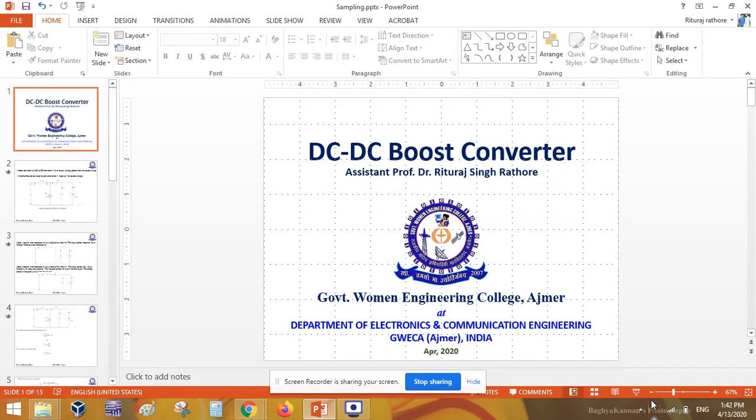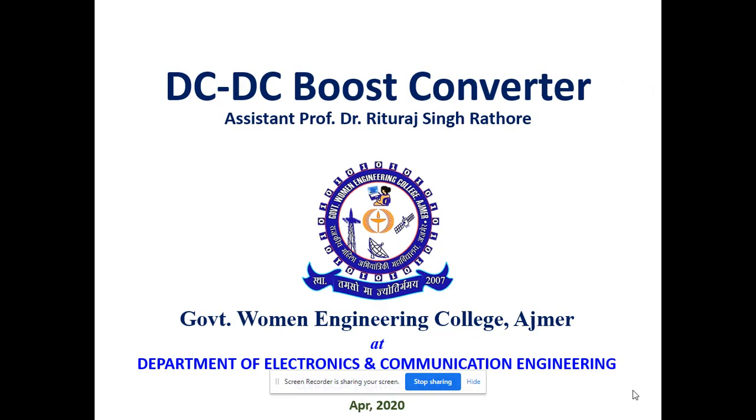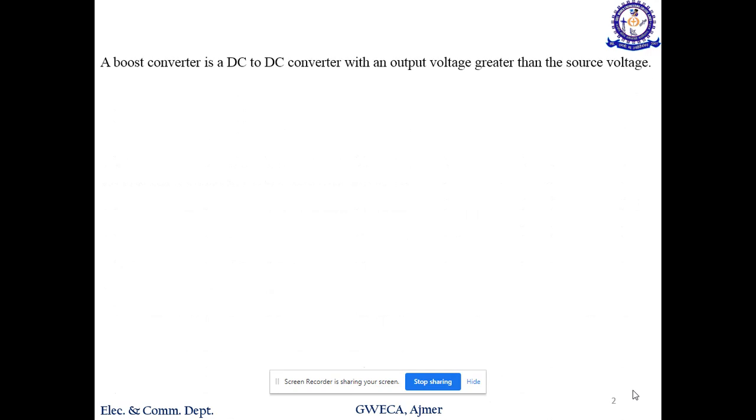In the previous class, we discussed the buck converter. We concluded that in the buck converter, the output voltage is always less than the input voltage. In this lecture, we will discuss the boost converter. As the name indicates, in the boost converter the output voltage is always greater than the input voltage.